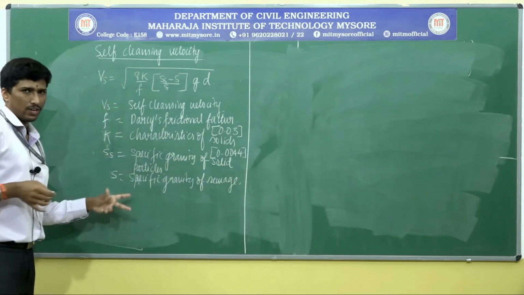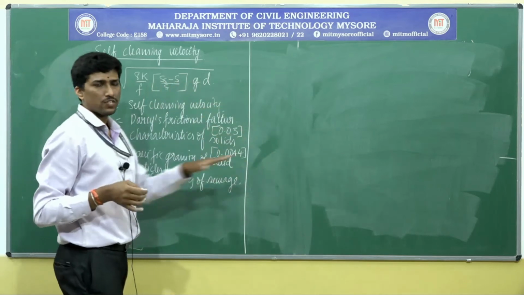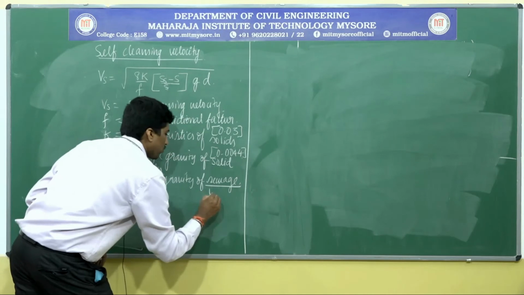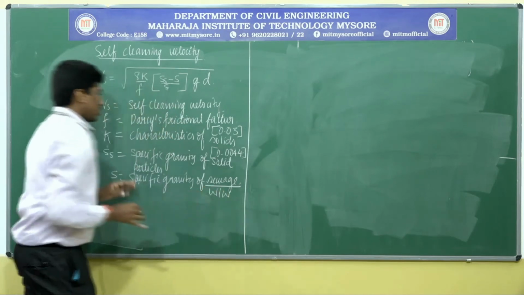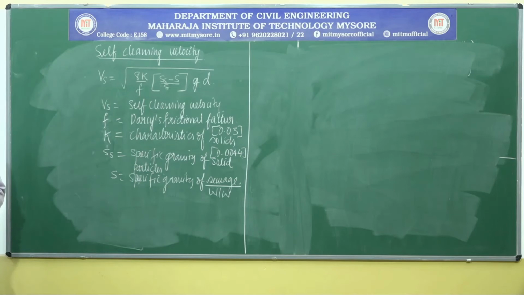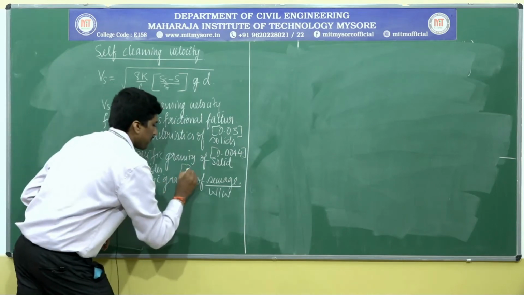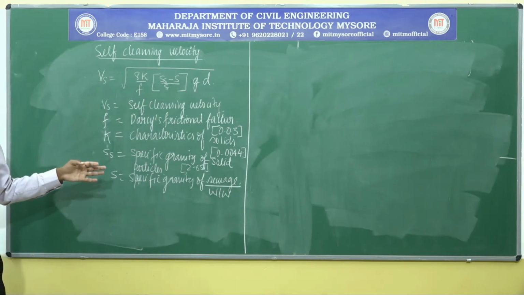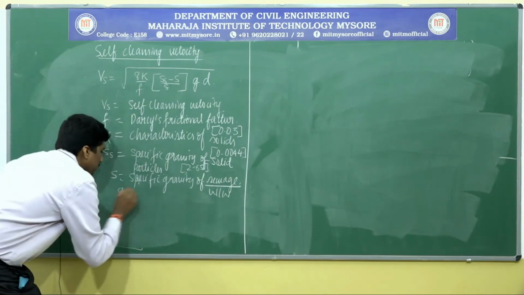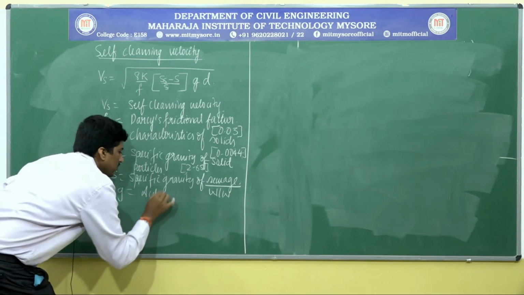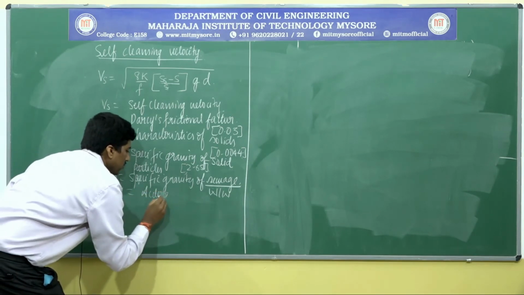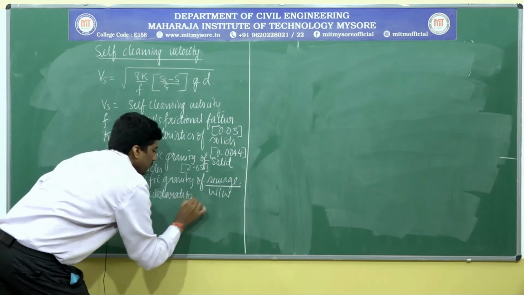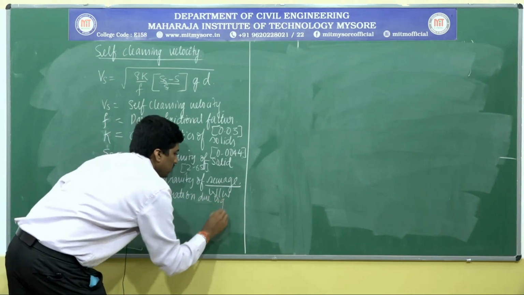You don't have any sort of derivation, only the application part is there for your problems. So the specific gravity of the sewage, or what we call wastewater. The specific gravity of the solid particles is in the range of 2.65. The next thing we come across is g. g represents the acceleration due to gravity.